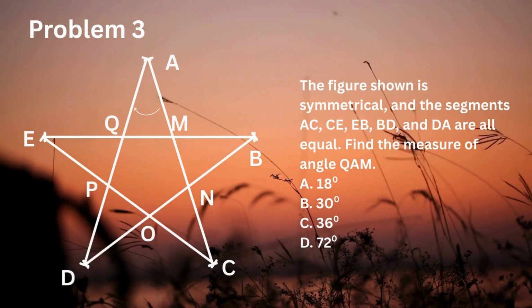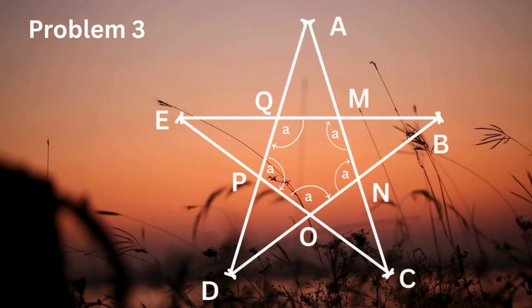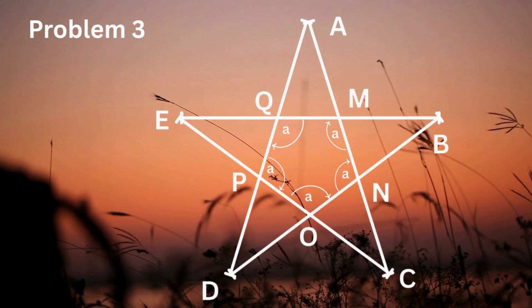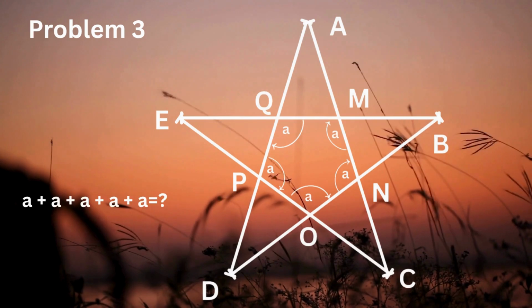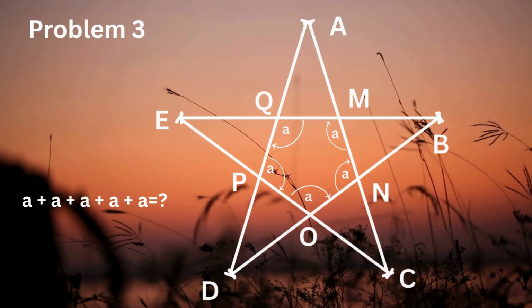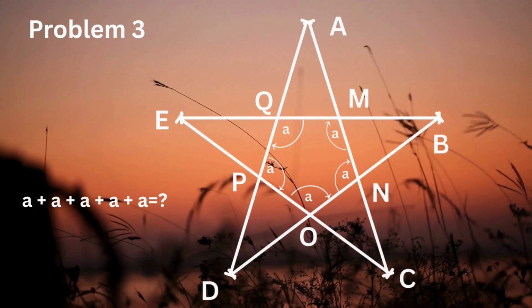Now, we'll move on to the last problem for today. If the diagram is symmetrical, that means our pentagon MNOPQ has 5 equal interior angles. But how do we actually find them? All right, let's break it down.